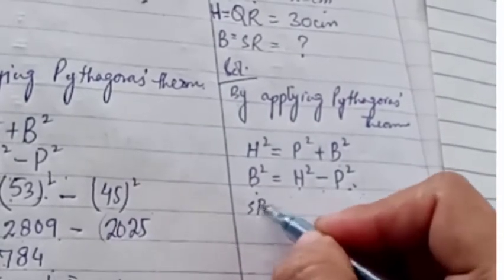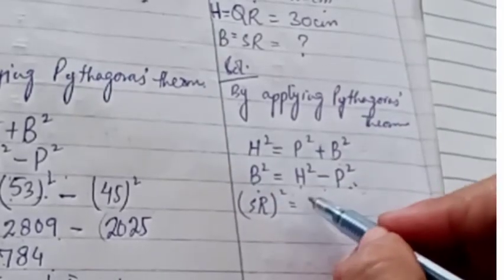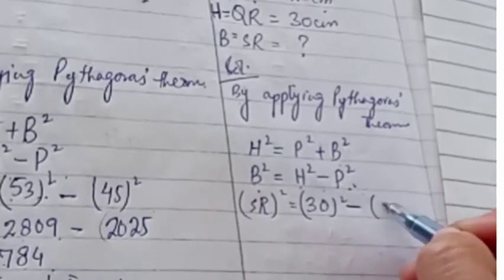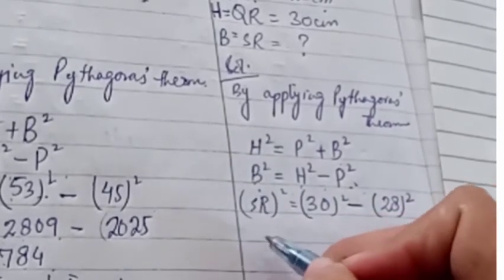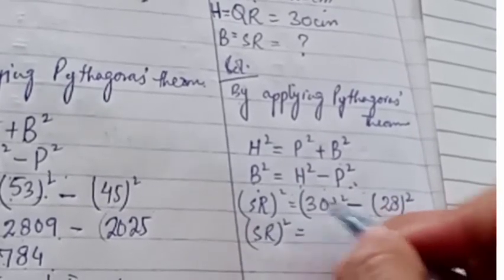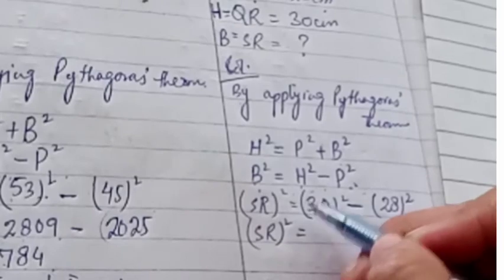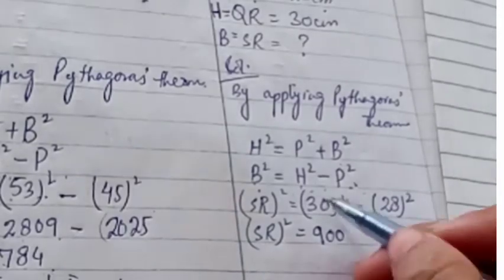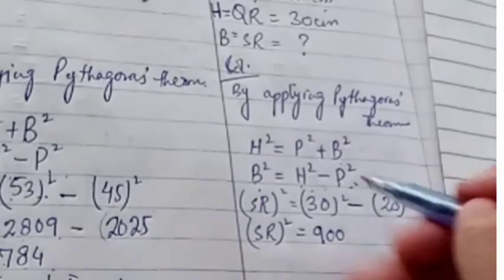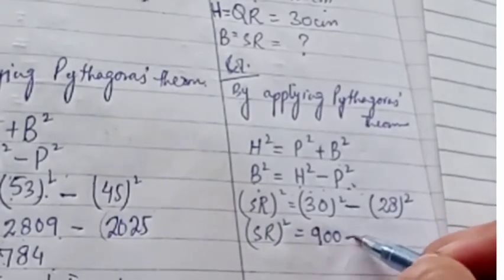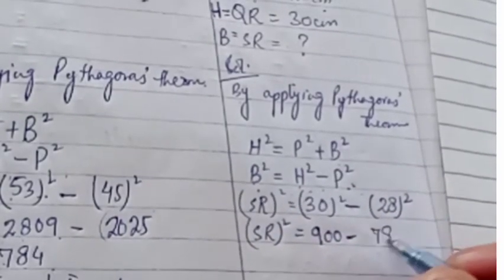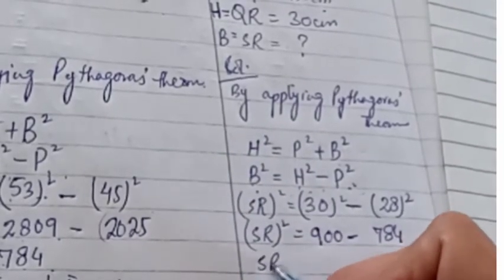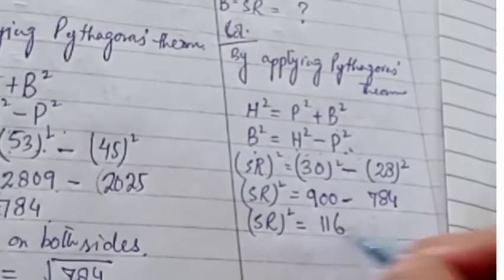Now I am putting the values of b, h and p here. So b is SR square, h is 30 square and minus 28 square. SR square, 30 square means you have to square this: 3 3s are 9 and add the double zeros. This is the easiest method of taking the square of a number with zeros. And 28 square is 784. Subtract 784 from 900. I got 116 here.